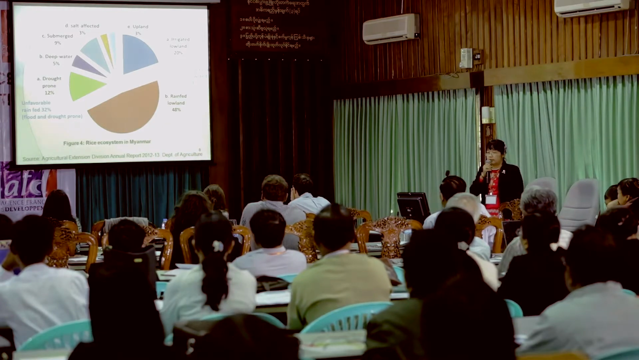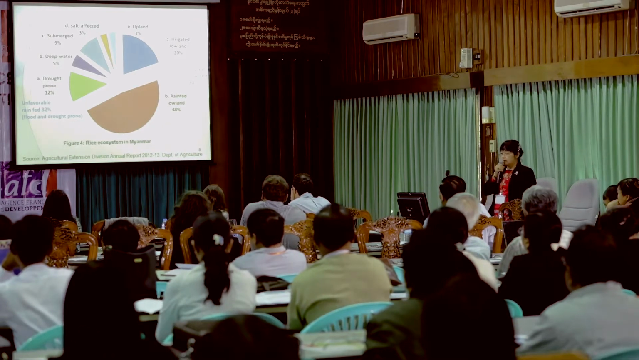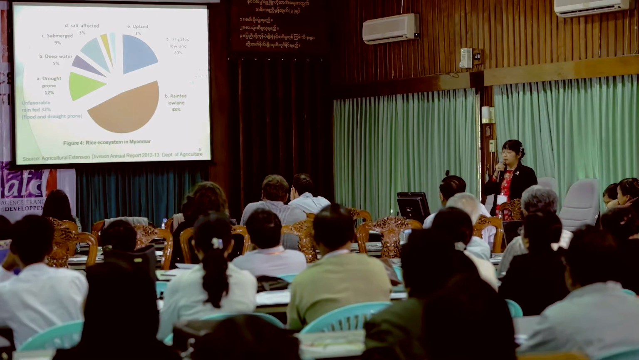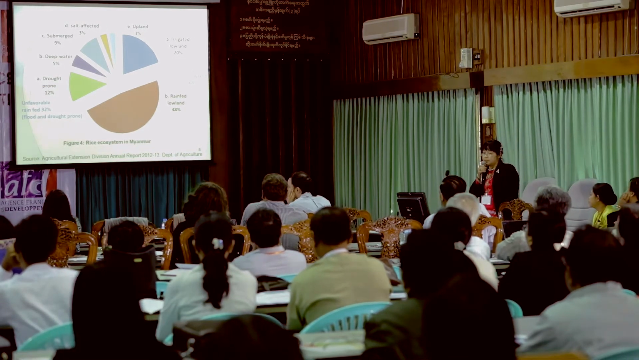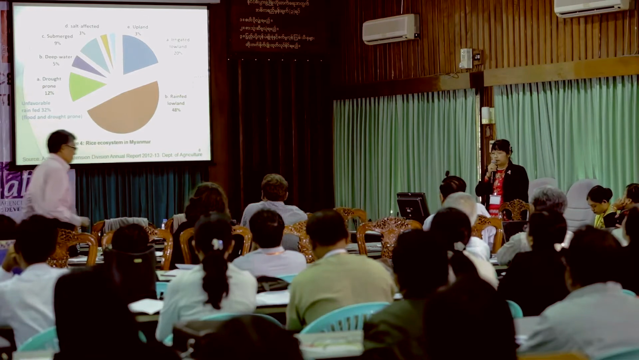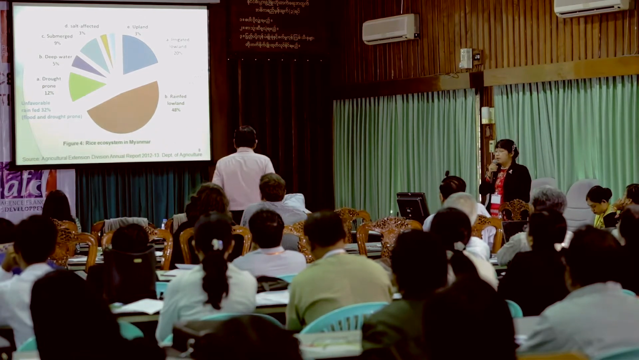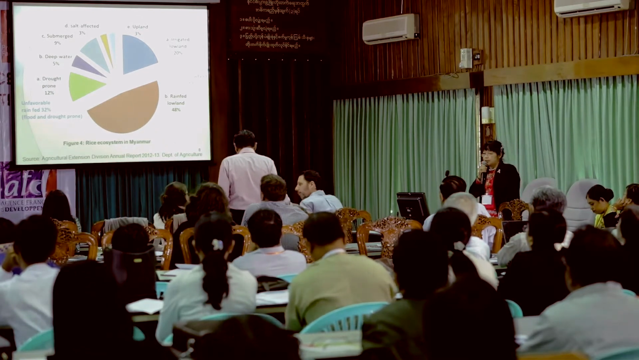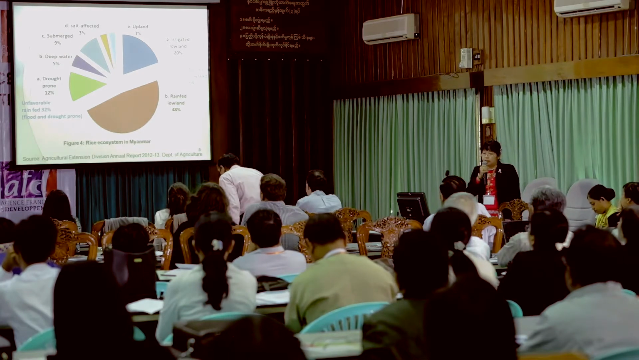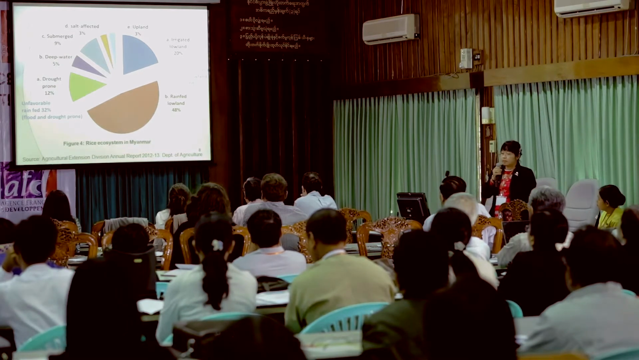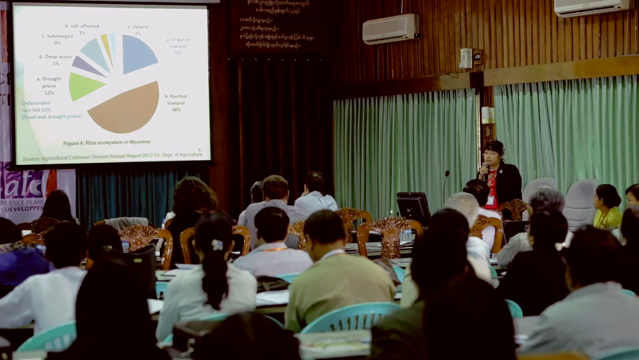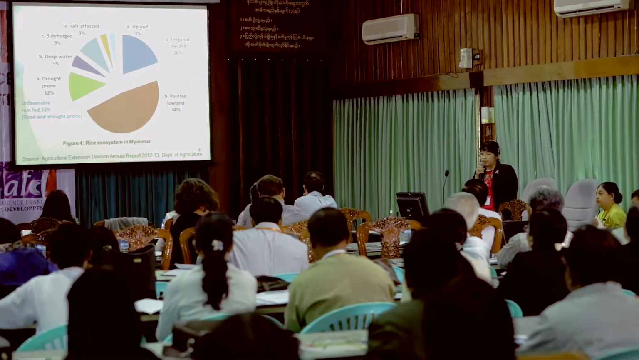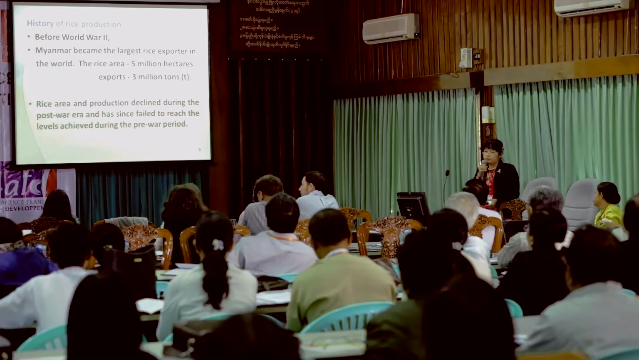And this figure shows the rice ecosystems in Myanmar. There are 2 rice ecosystems, favorable 68% and unfavorable 32%. In the favorable ecosystem, rainfed lowland is 48% and irrigated lowland is 20%. And the unfavorable ecosystem includes drought-prone 12%, deep water 5%, submerged 9%, salt affected 3% and upland 3%.